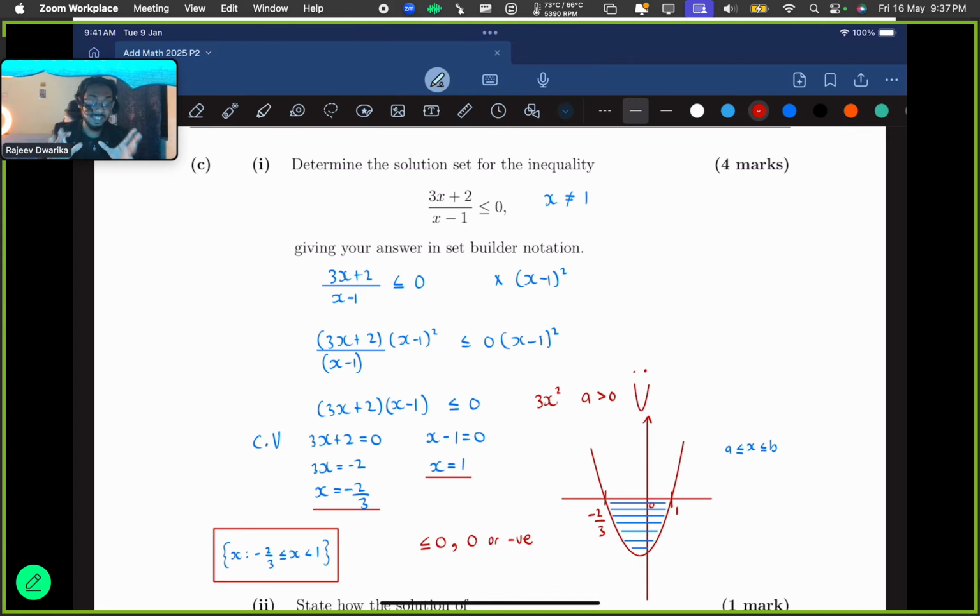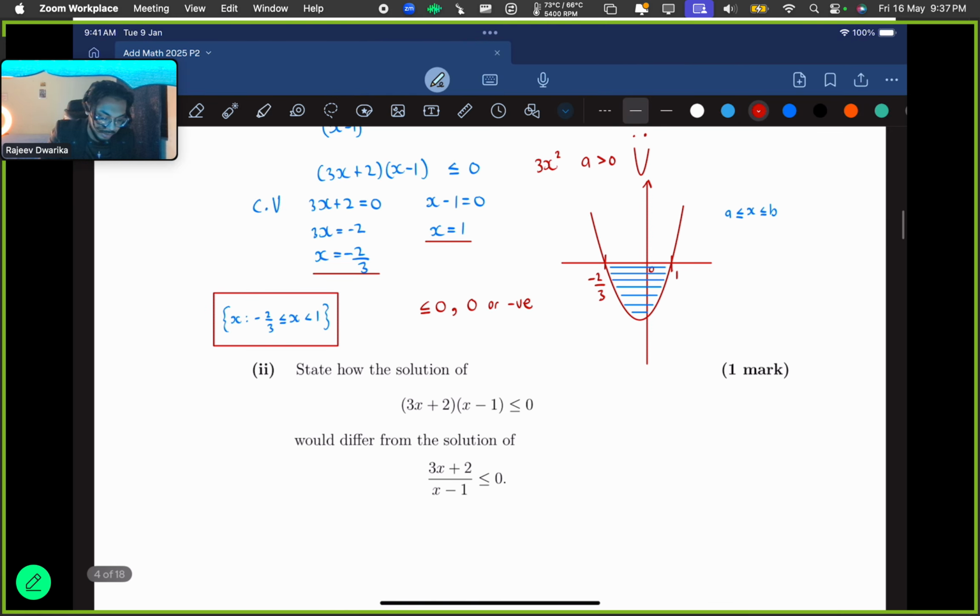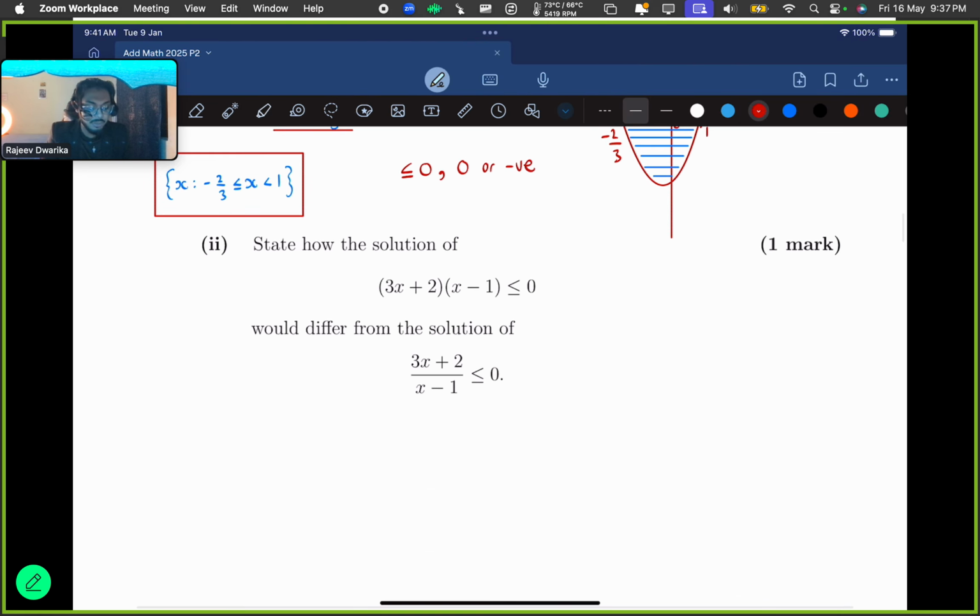Yeah. And here, you see how this solution set is less than 1? Yes, sir. That directly relates to this question, right? So let me look at this question. State how the solution of... I don't know what to do for this, sir. I get the top part correct.